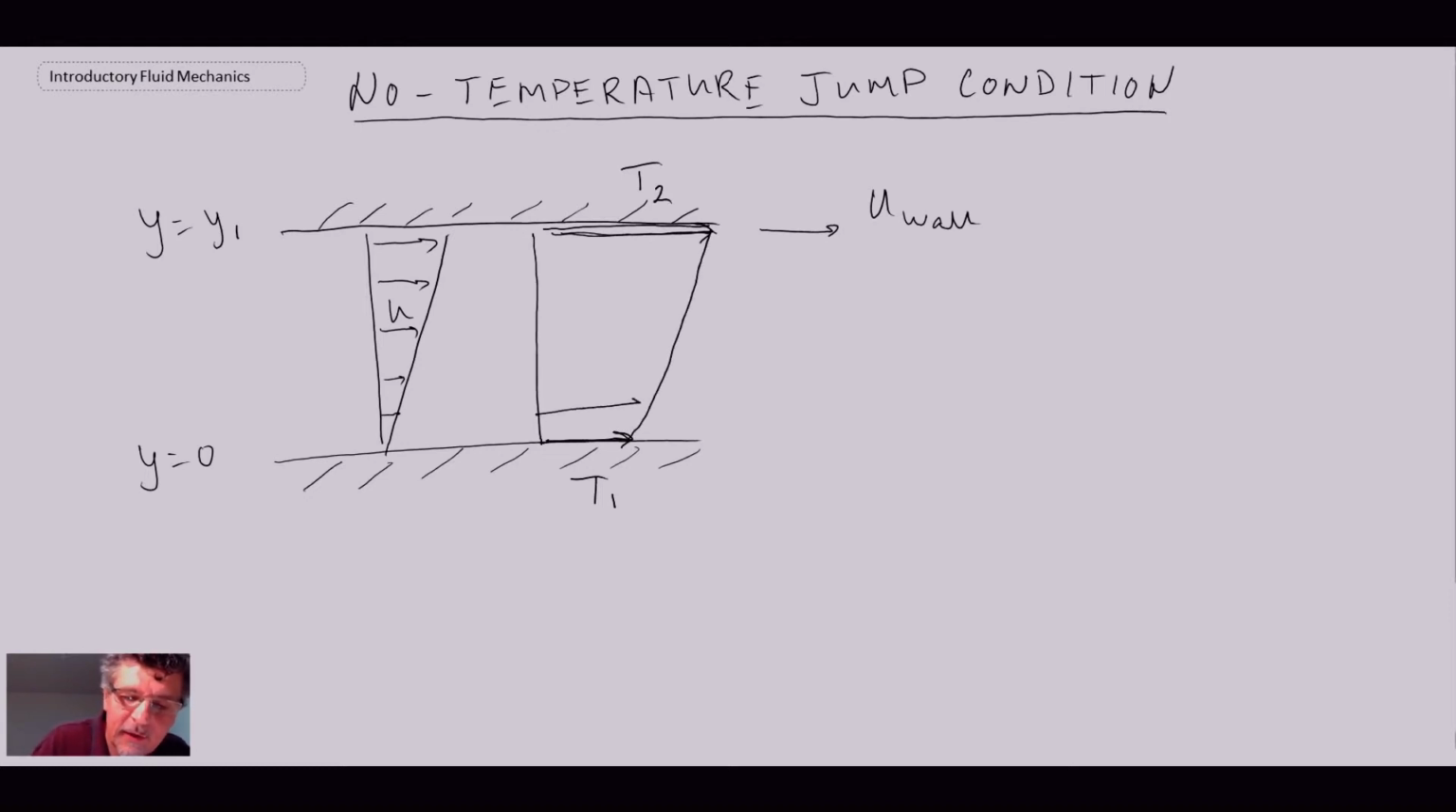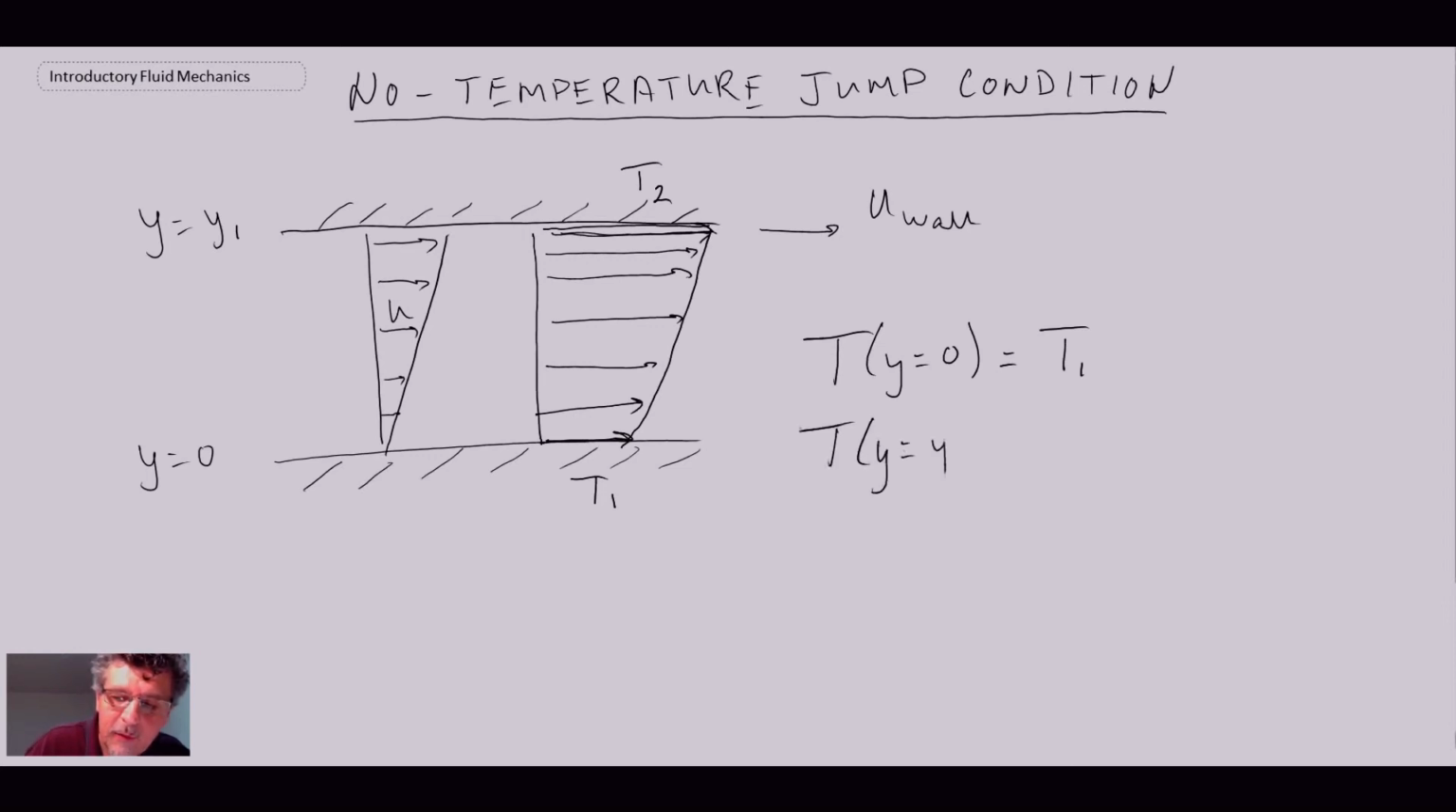It does not necessarily need to be a linear profile. It depends upon what the fluid is doing and if it's turbulent or laminar or anything like that. But what we say is that T at y equals 0, so at the lower wall, is going to be equal to the temperature of the lower wall, and T at y equals y1 is going to be equal to the temperature of the upper wall. So that's the no temperature jump condition. So the fluid right along the wall will be the same as the temperature of the wall itself.